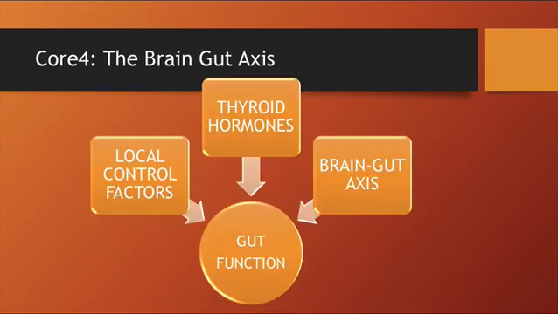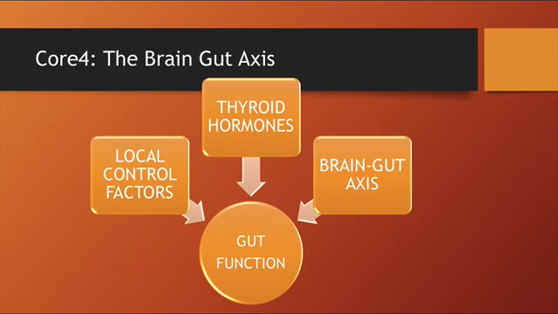Now, our final topic here is the brain-gut axis. I am not going to go into a ton of detail. Again, this is one of those big, huge topics, which may or may not be an issue for you. But I do want to at least get the simplistic, big picture out for you. First of all, gut function is controlled by kind of three primary systems.